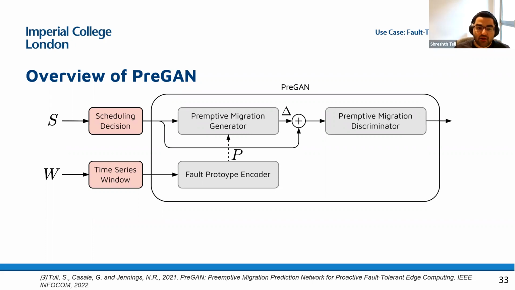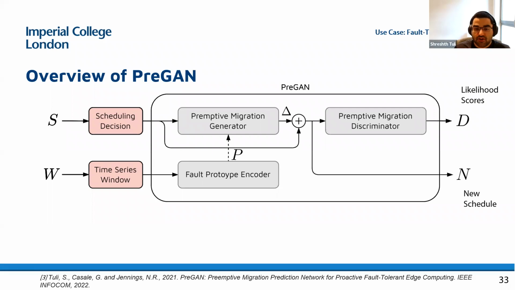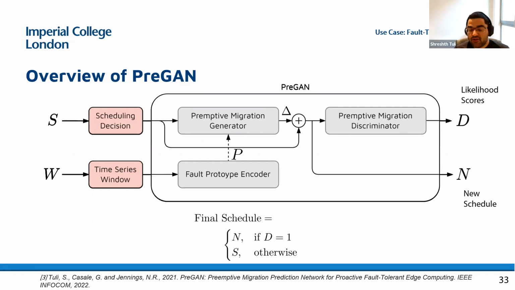Now the discriminator network D would predict a likelihood score, which corresponds to which decision is better, either the input schedule or this new schedule. And whichever has a higher likelihood score, that is actually used finally in my discrete time control optimization setting.